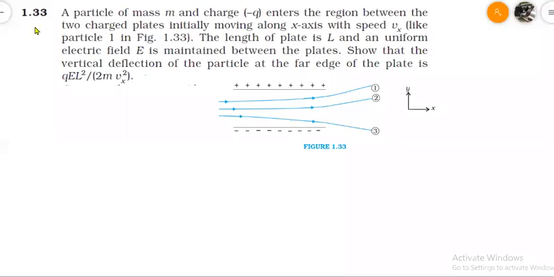So this is question 1.33. A particle of mass m and charge minus q enters the region between the two charged plates, initially moving along the positive x-axis with the velocity vx. So in this figure you can see the length of the plate is L and a uniform electric field E is maintained between the plates so that the vertical deflection of the particle at the far edge of the plate is this much.